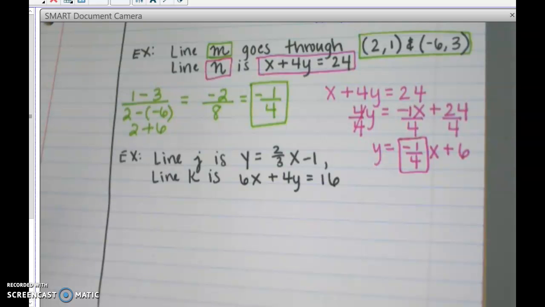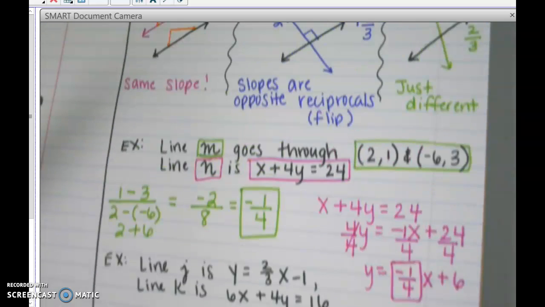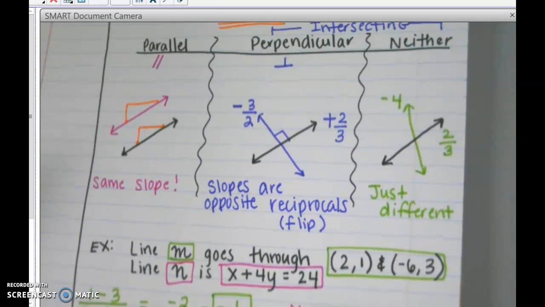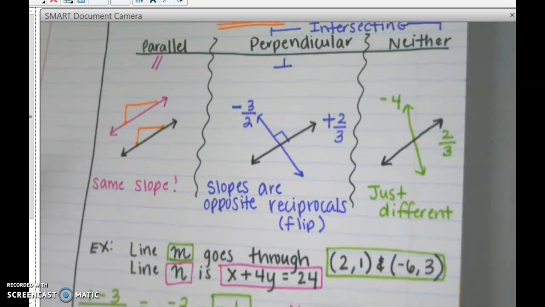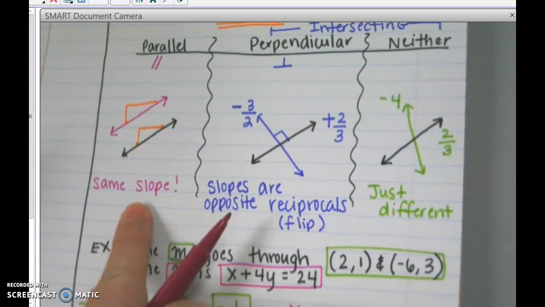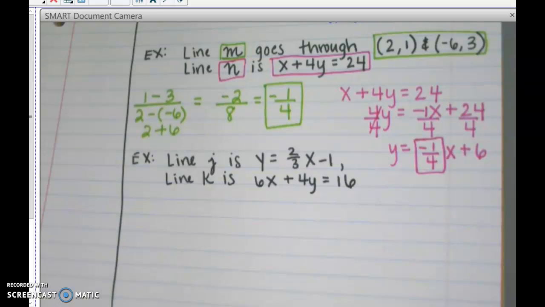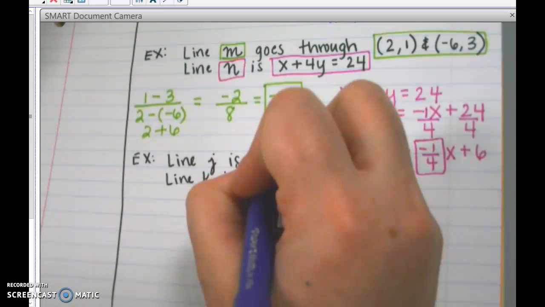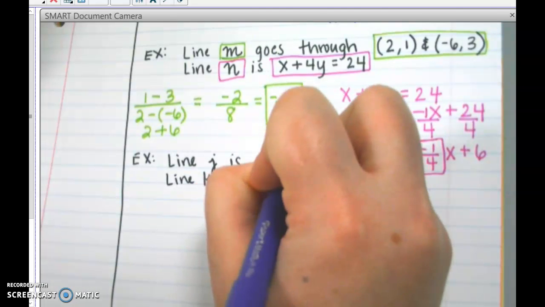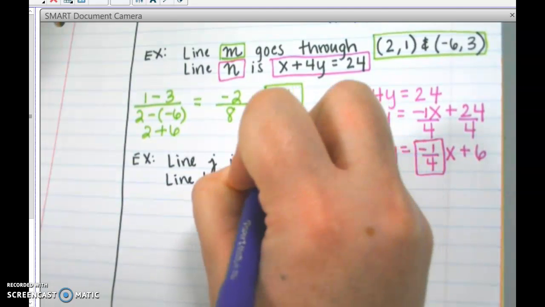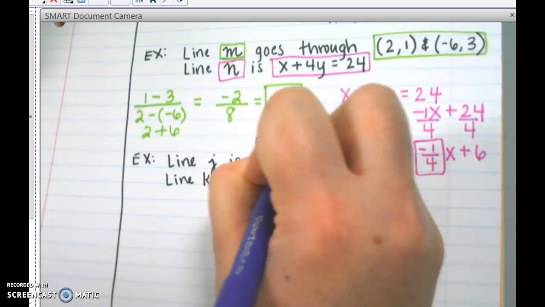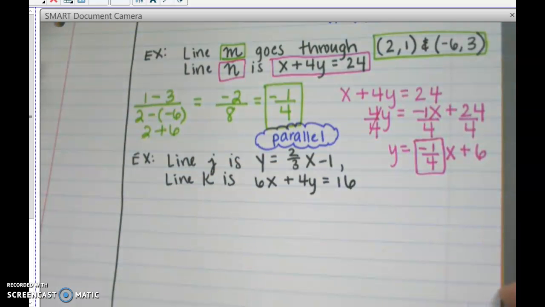So if I got the same answer for both of those, come back up here to our chart. What is my answer if I got the same slope? These two lines are parallel. So make sure when the question asks you, are the lines parallel, perpendicular, or neither, you got to pick one. It's not like a yes or no question. So I can say that these two lines are parallel because the slope is the same.